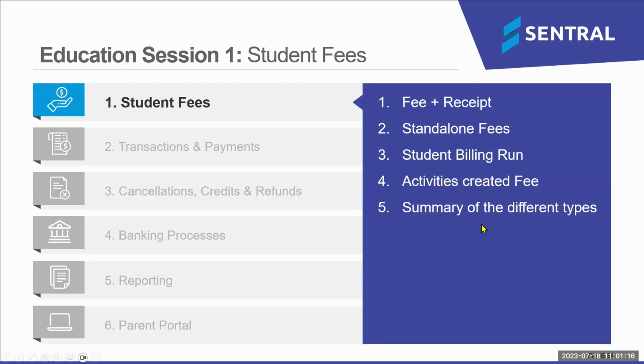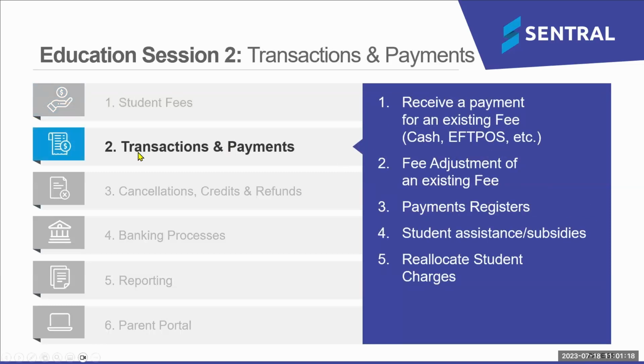Now for our session on Thursday, we'll be going through transactions and payments and explicitly looking at how to receive a payment for an existing fee. So a fee has been created, a student has come in to pay, or a parent has come in to pay via FPOS. How do we deal with that? On Thursday, we will also be looking at how to adjust an amount for an existing fee. We'll be looking at the payments register in more depth, as well as any student assistance and subsidies. And then finally, how to reallocate those student charges.